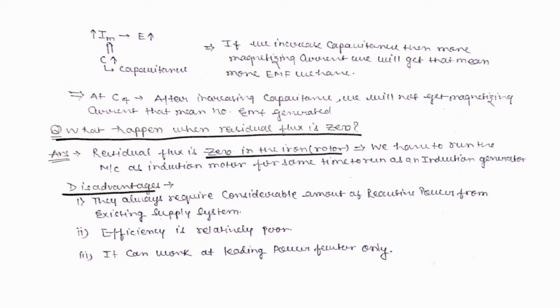Why is efficiency relatively poor? Because we know efficiency is output upon input. A lot of losses are continuously maintained due to the stator core losses, which we have to continuously supply. Due to these losses increasing, the efficiency is relatively poor.